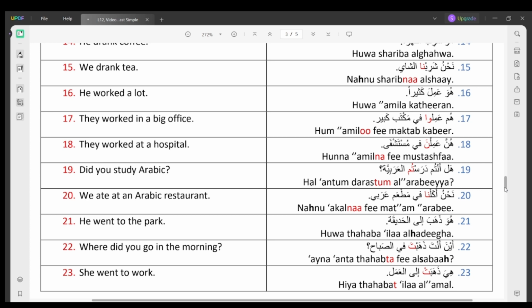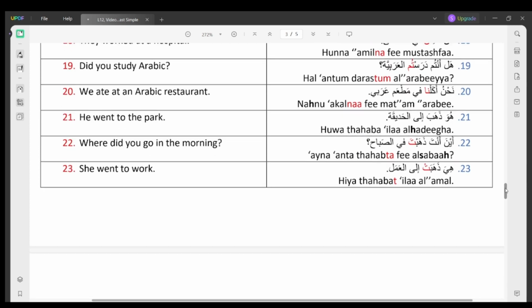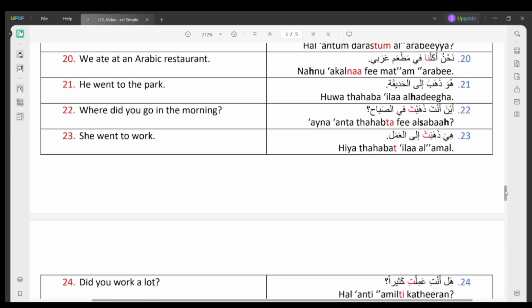Number 17. They worked in a big office. هم عملوا في مكتب كبير. Number 18. They worked at a hospital. هن عملن في مستشفى. Number 19. Did you study Arabic? هل أنتم درستم العربية؟ Number 20. We ate at an Arabic restaurant. نحن أكلنا في مطعم عربي. Number 21. He went to the park. هو ذهب إلى الحديقة.